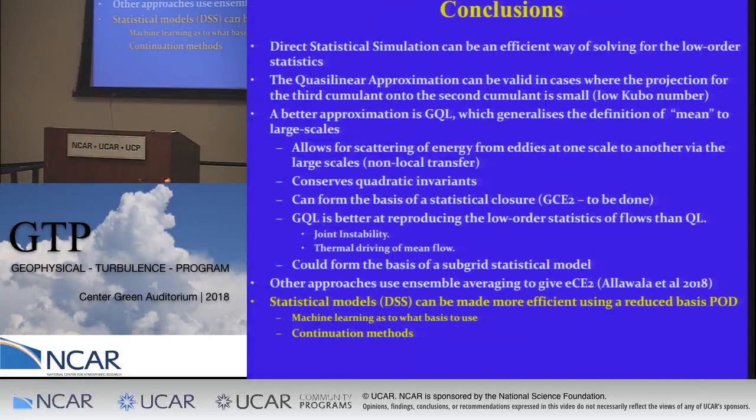Now, you can just go to higher order and do C3, which is the anisotropic EDQNM, or you can try doing a statistical theory based on GQL, and we think this might be a better way to go because GQL does allow for scattering of energy from eddies from one scale to another, and this manages to get energy down to the dissipative scales. It conserves quadratic invariance. We don't think you have any problems with realizability. And it's certainly better at reproducing the low-order statistics of flows for these two problems.